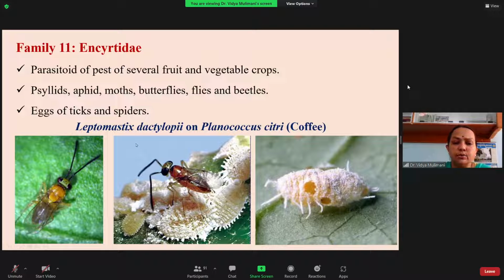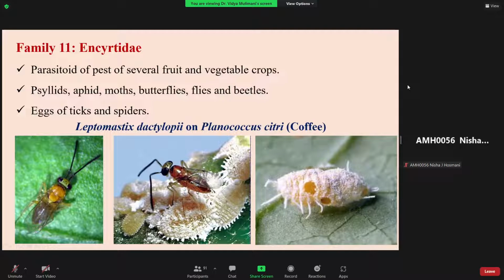In this photograph it is Leptomastix dactylopii, attacking a mealybug. It attacks the nymphal stage and continues into the adult stage also. You can see here the infected mealybug. Here all the adults have come out by making holes. They have made two holes, and from these holes the adults of the Encyrtidae have come out. They mainly attack sucking insects. So this is an Encyrtidae.